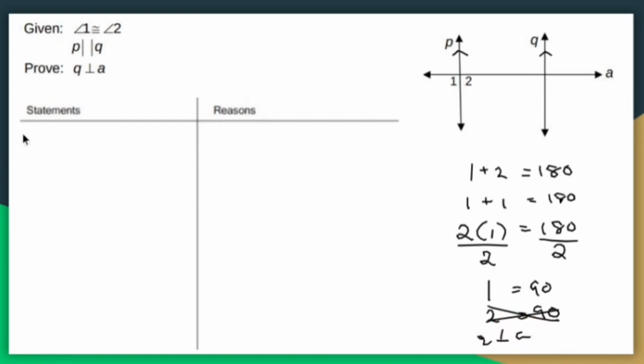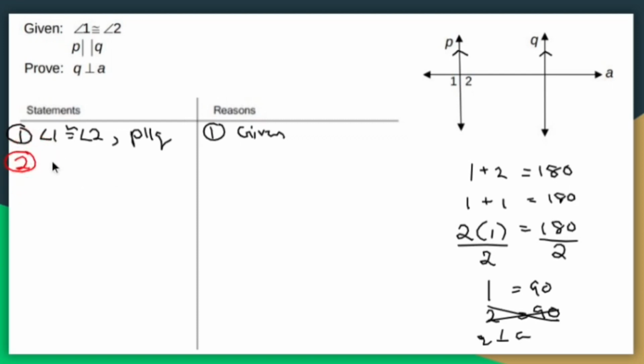All right, step number 1 is always going to be your given. Angle 1 is congruent to angle 2, and P is parallel to Q. I rhymed. Always appreciate that when I can make a song out of my proofs. Speaking of which, Proof is the name of a dead rapper, so he did a lot of songs.